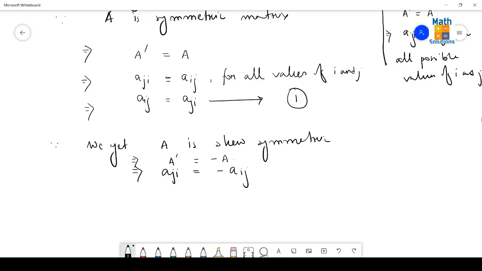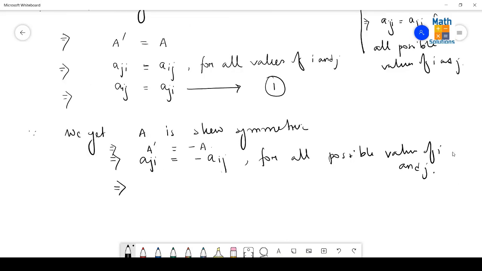Since there is a negative sign on the right hand side, AJI is equal to minus AIJ for all possible values of I and J. Further, if I write it reversely, AIJ is equal to minus AJI. So this can be marked as equation 2.